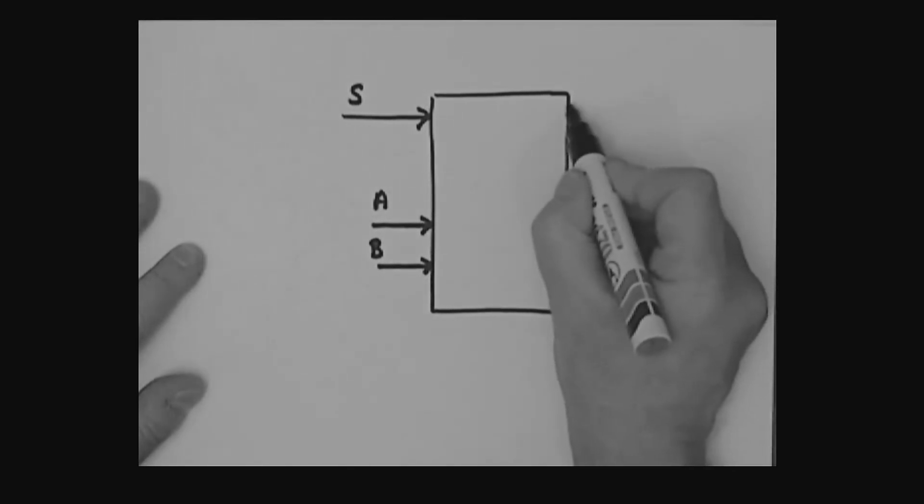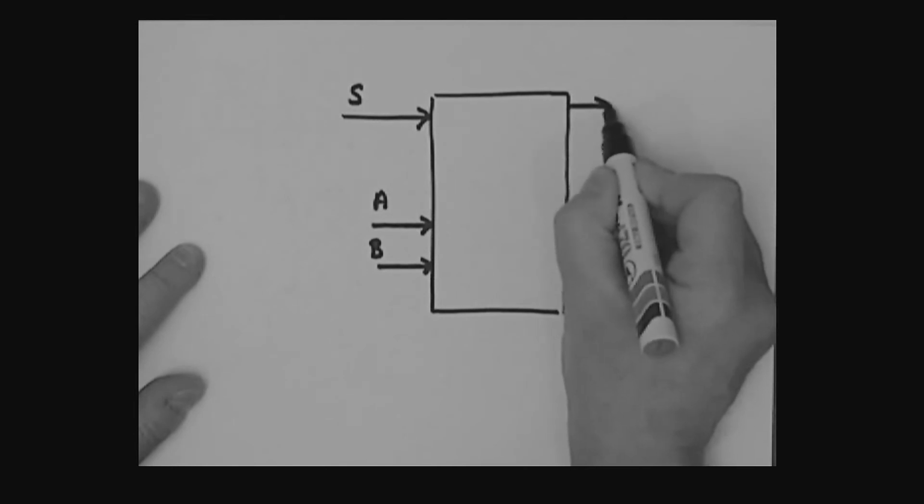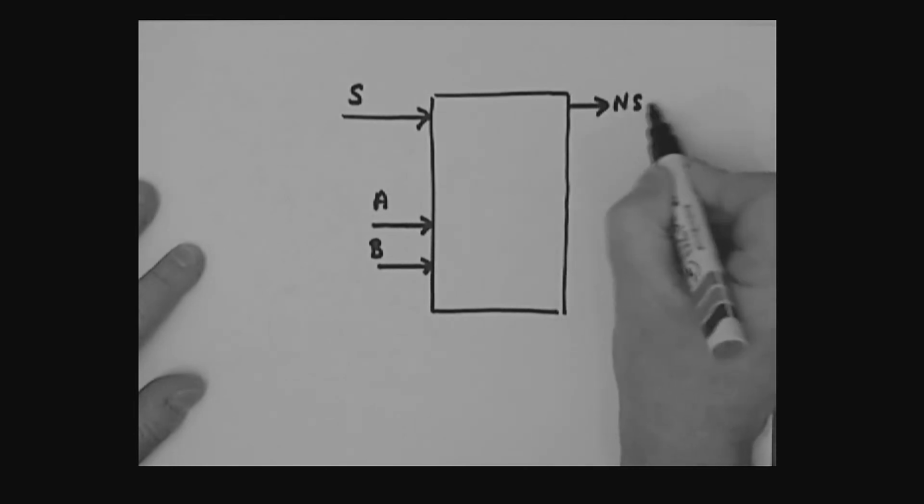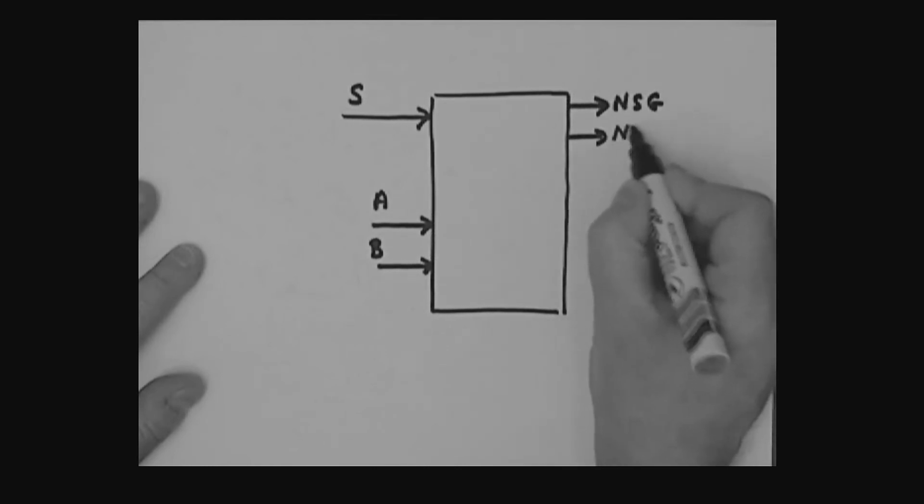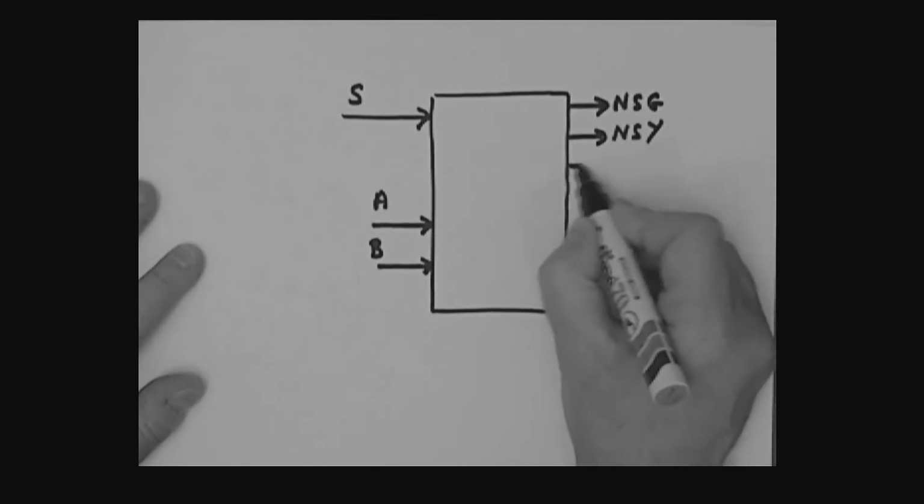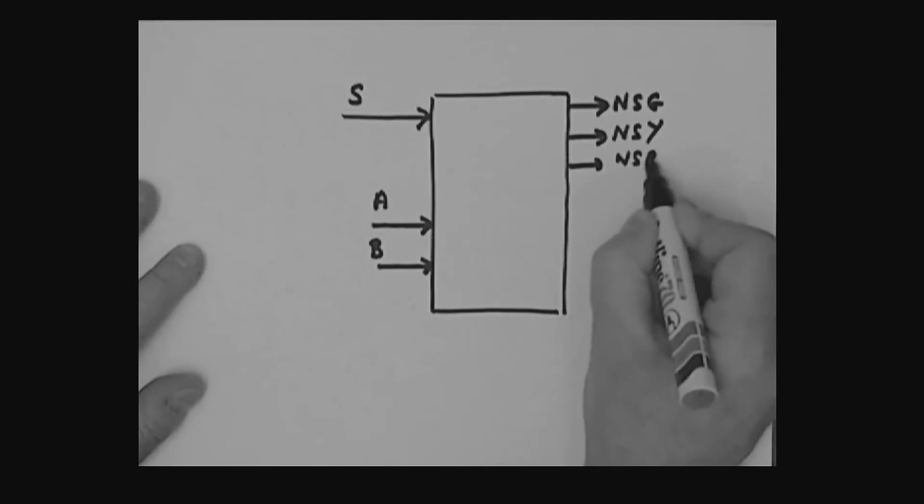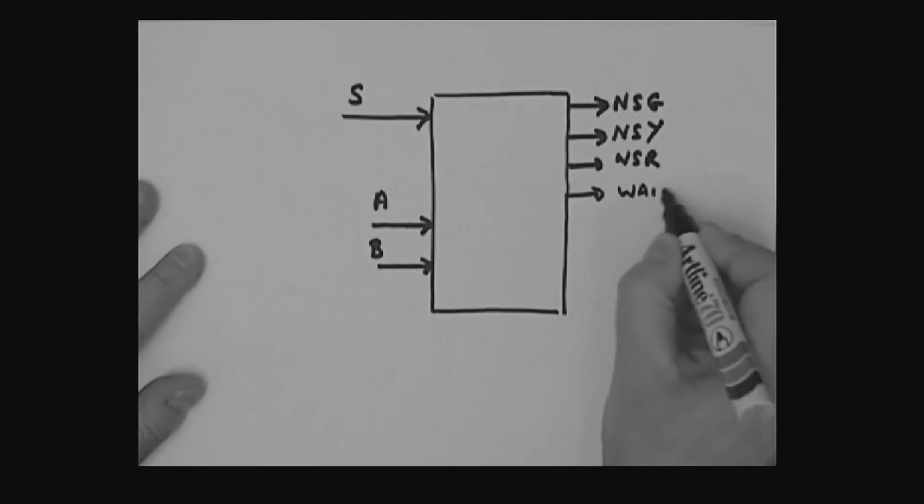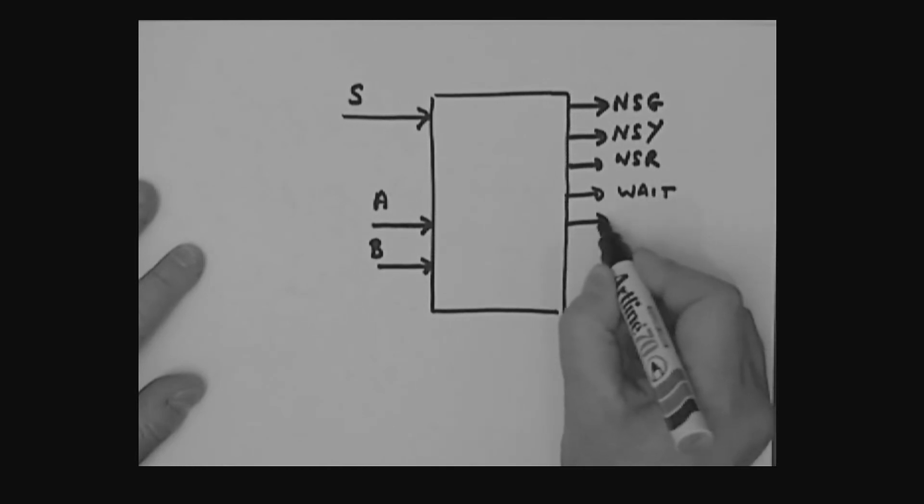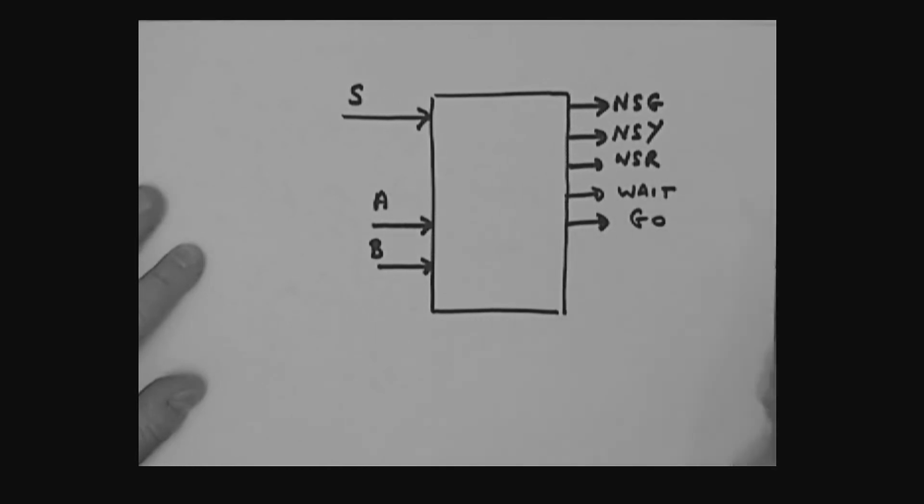Then I've got certain outputs here. What are these outputs? Let's look at them. I've got north, south, green. I've got north, south, yellow. I've got north, south, red. And I've got my wait light, and I've also got the go light.